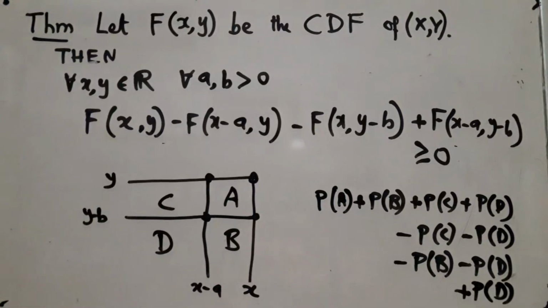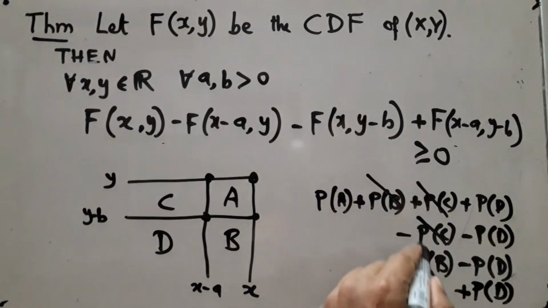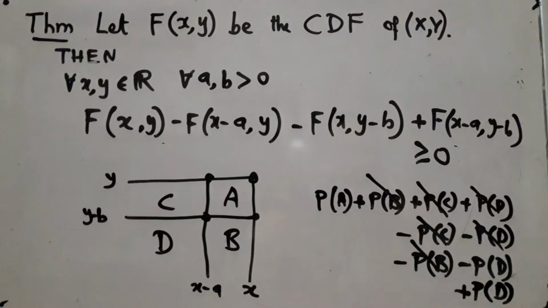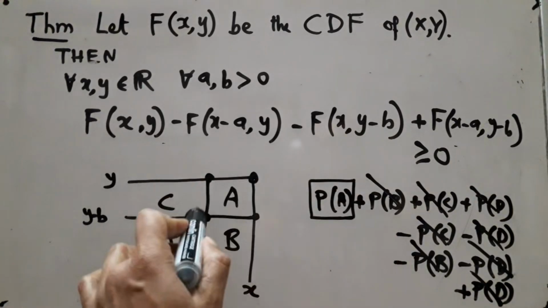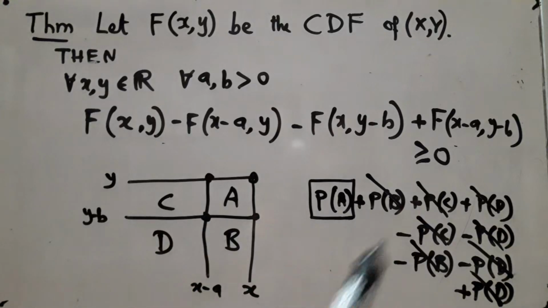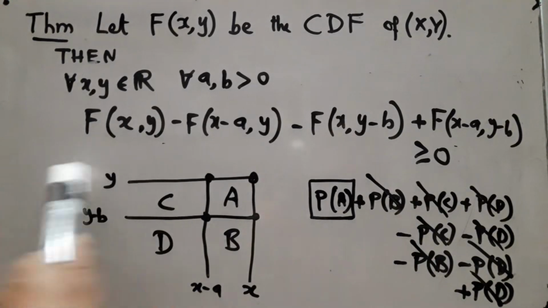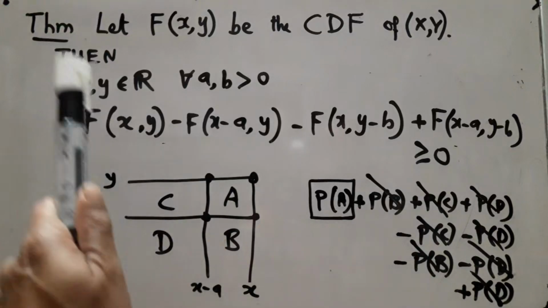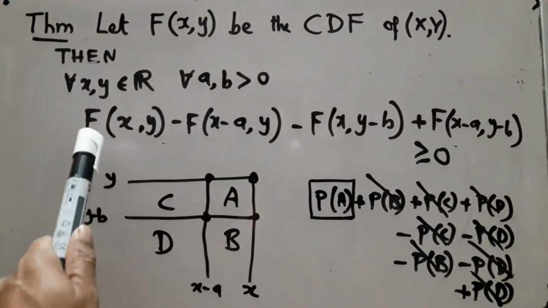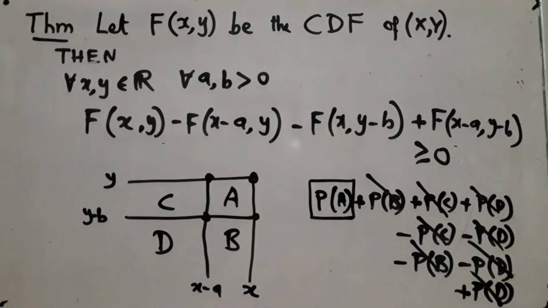So just like inclusion-exclusion, you will see P(C) cancels off, P(B) cancels off, P(D) minus P(D) cancels off, but you have subtracted it twice, and finally you added it. So the only thing that remains is the probability of A. Now that's a probability, so it has to be non-negative, hence you have this. This property, by the way, is stronger than the last theorem. So from this you can conclude that once you keep x fixed, F(x,y) will be non-decreasing in y and vice versa.